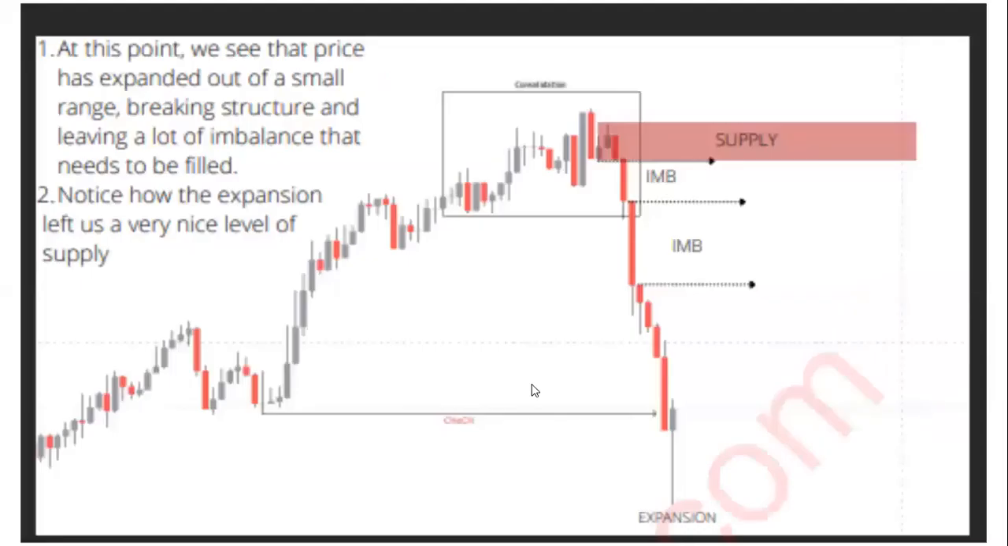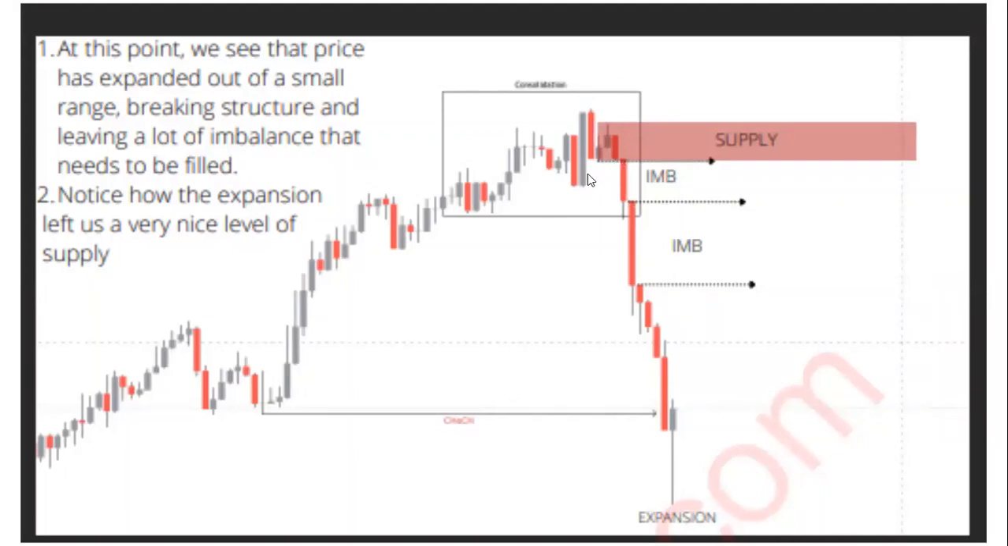So this is exactly how we have it. At this point, we see that price has expanded out of the small range. So this is the small range, as you can see the market is consolidating here, breaking structure and leaving a lot of imbalances that need to be filled. All right, so we have some imbalance. There is a gap between the candle here and this candle here. So don't forget that this is our order block.